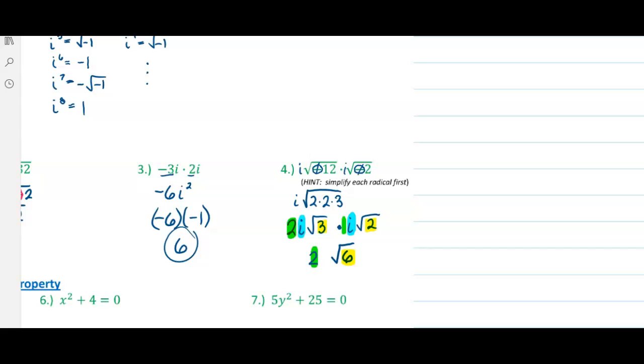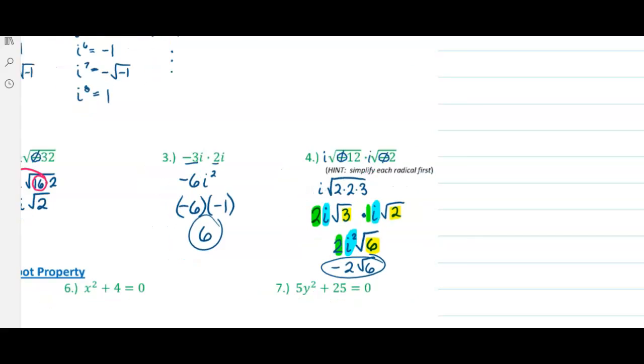i is defined as a number. i times i would be i squared. But if you recall, i squared is just negative 1. So I end up with negative 2 radical 6 for my final answer.